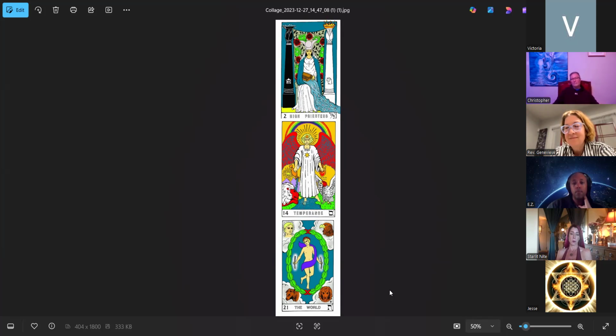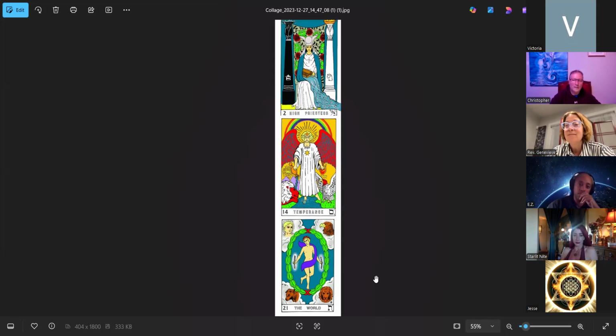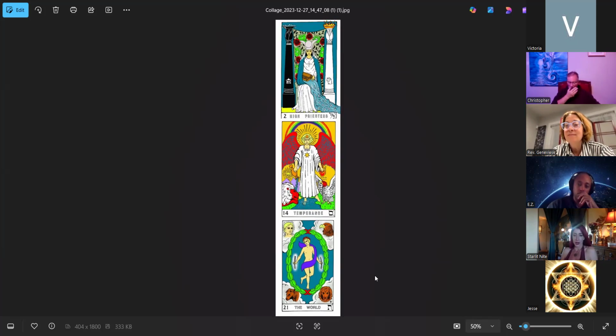I like how in the world key, the figure's holding the two spirals of light, which are the pillars in the key of the high priestess. Very, very good. Yes. Excellent. I noticed that you see the opposites with the high priestess and then temperance, mixing them together.